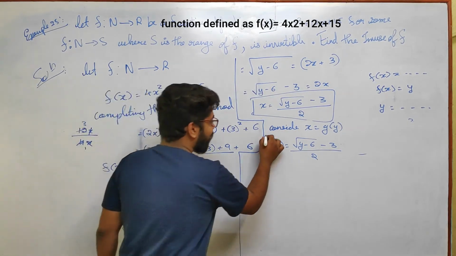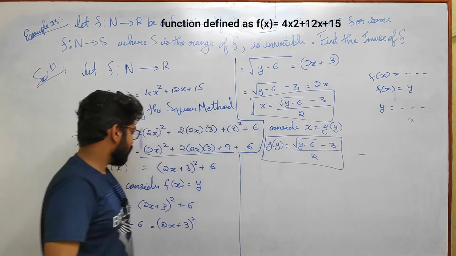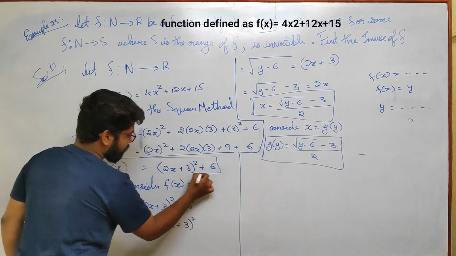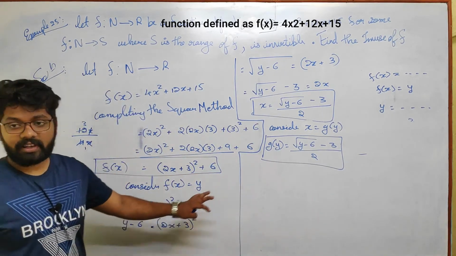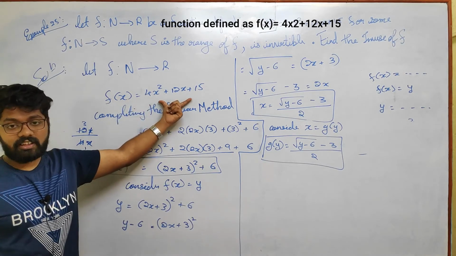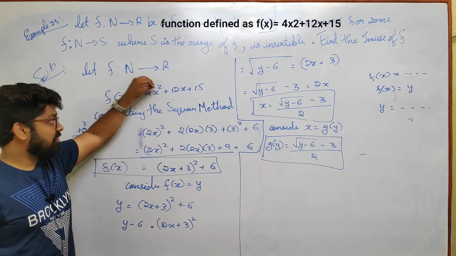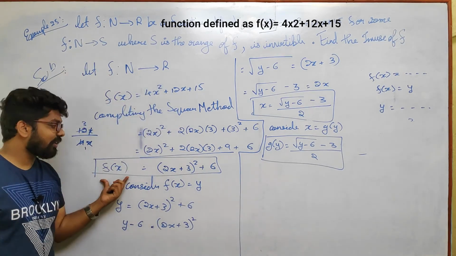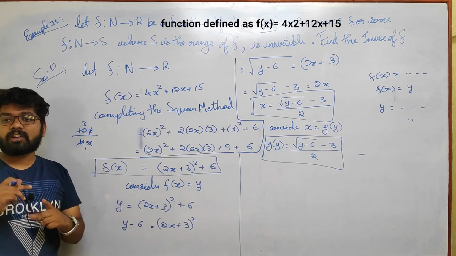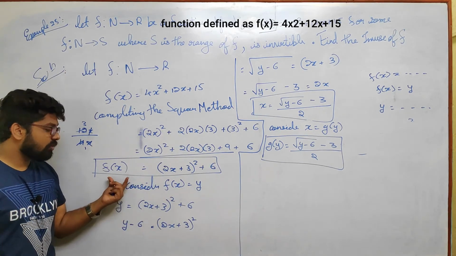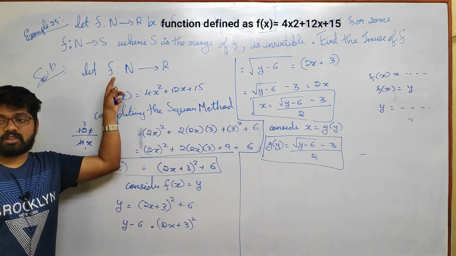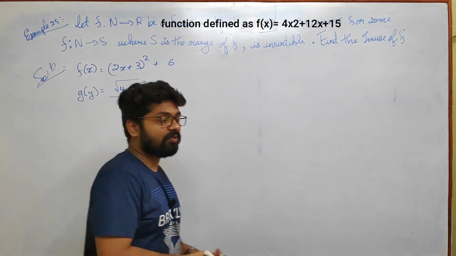So now you have two functions, that is f of x and g of y. What is f of x given in the question? This is given. So this you are not going to use. Your f of x will be this henceforth. For proving g of f and f of g, you are going to use f of x is equals to this, not this.